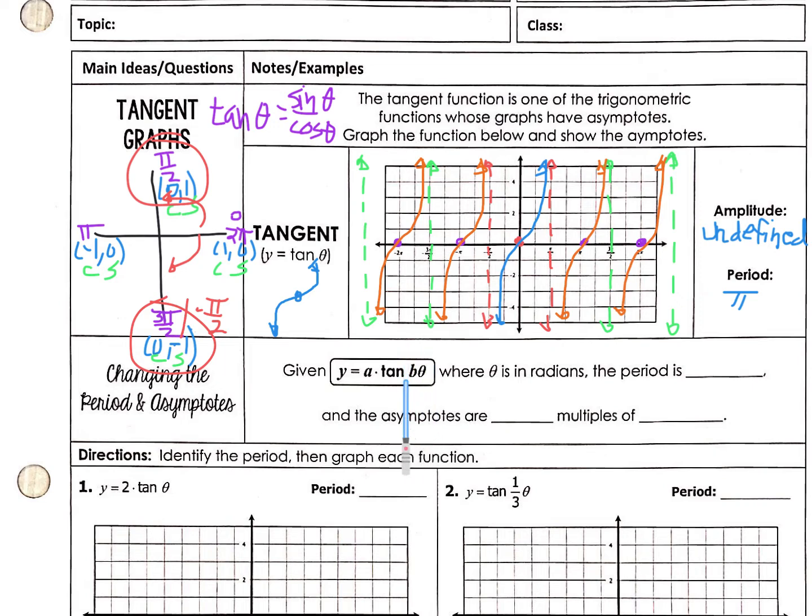Whatever is happening to theta, that's what's going to affect your asymptotes. So I'm going to ignore all of this here because I don't find my asymptotes this way. So we're going to cross this out because I do it a different way. And it's actually really easy.